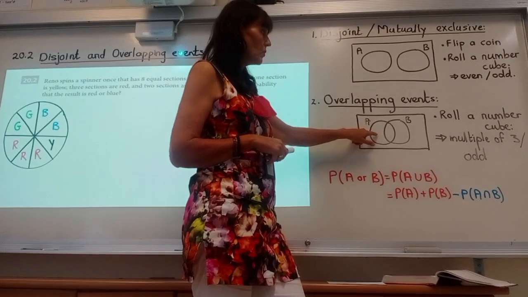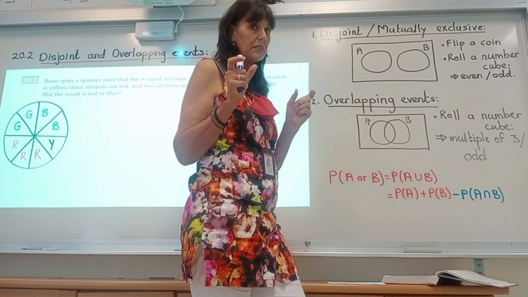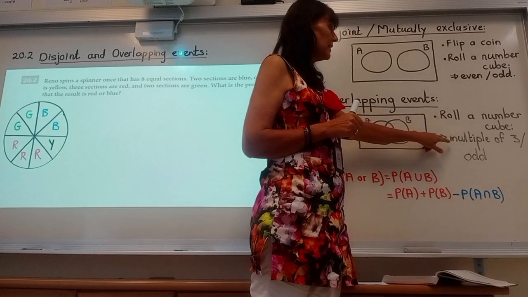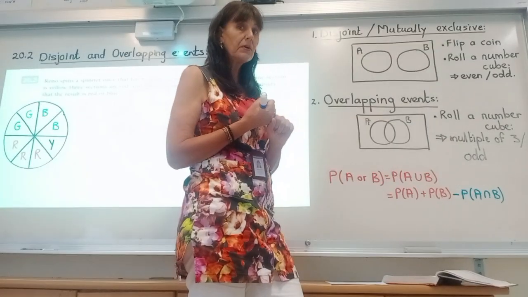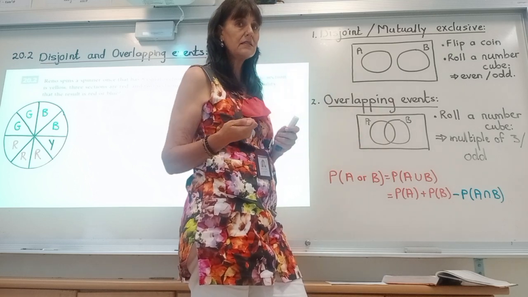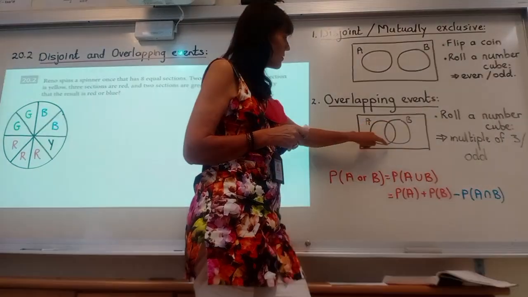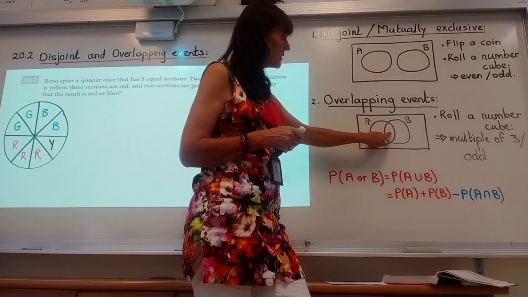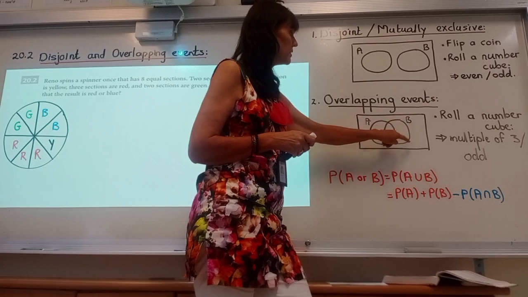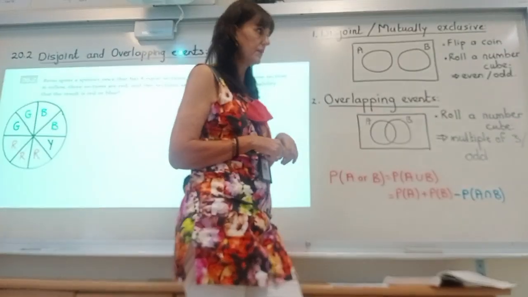Overlapping events, when there's an intersection part. So now, two different outcomes can be in the same trial. When I roll a number cube again, I can have a multiple of 3 and an odd number. I can roll the die, I can get a 6, it's a multiple of 3 and it is an odd number. Then rolling multiples of 3 must be in here, the 3 and the 6, and odd numbers, all the rest must be in that part. But 3 and 6 will be odd and it will be a multiple of 3.